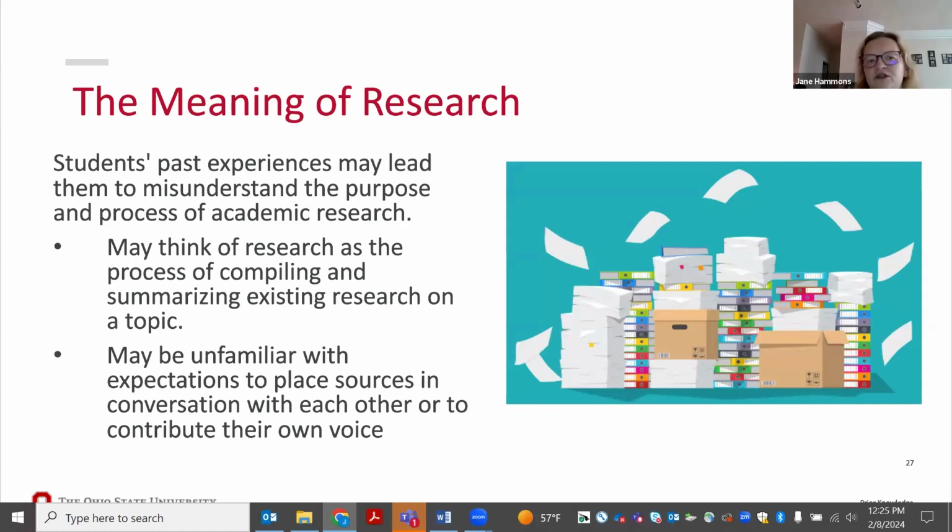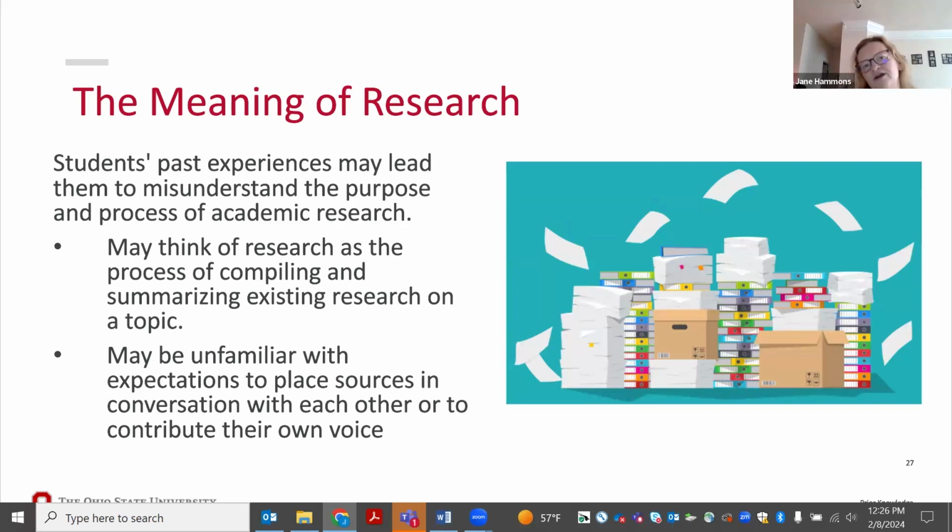So we often have those expectations that students are supposed to place their sources in conversation with each other. They're supposed to be able to contribute their own voice. And if students don't have this conception of what it means to do research, they may struggle when they get research assignments. And that's where we get those assignments that are just a listing of one source after the other, summarizing each source, but not doing anything to integrate those sources or bring them together or create any analysis or interpretation of that.